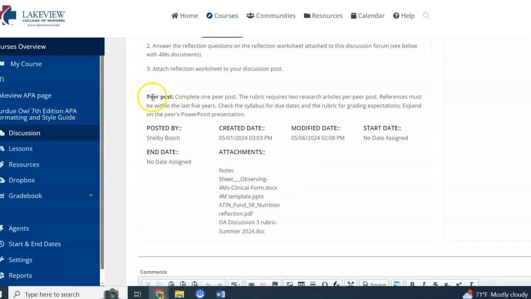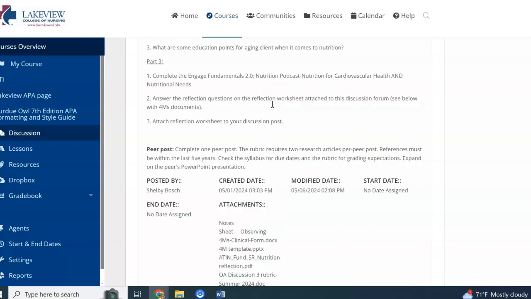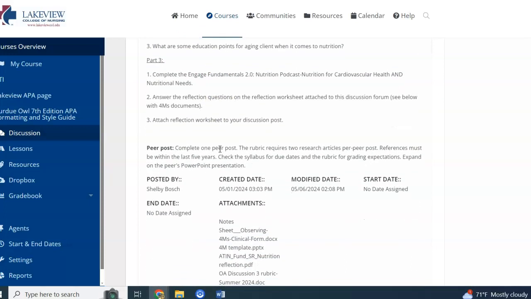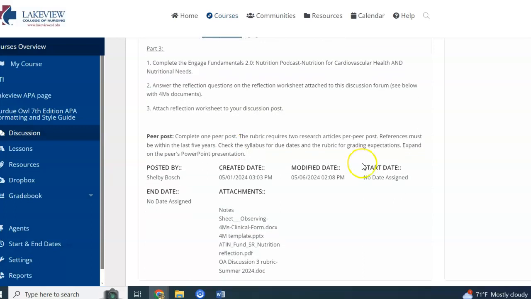Last thing to note is the peer post. So you must have 1 peer post, must have 2 research articles, and you are going to expand upon your peers' post, whether that be expanding upon their 4Ms PowerPoint, their 3 nutrition questions, or their reflection. Okay.